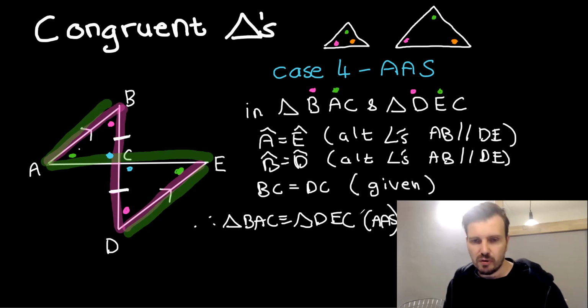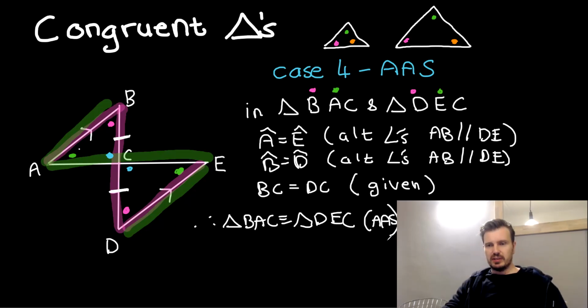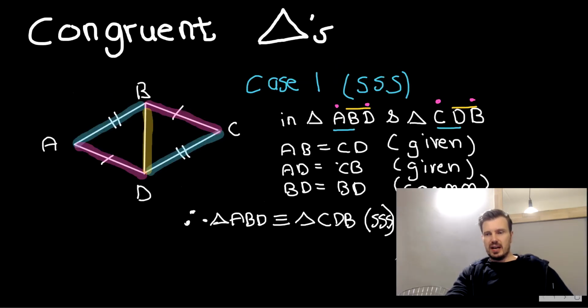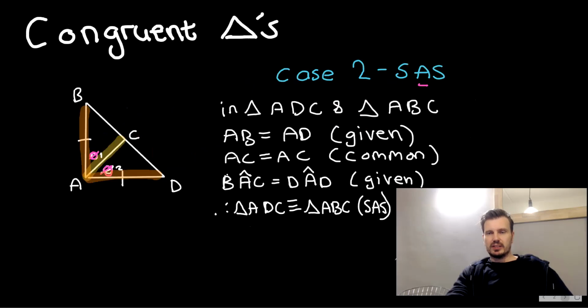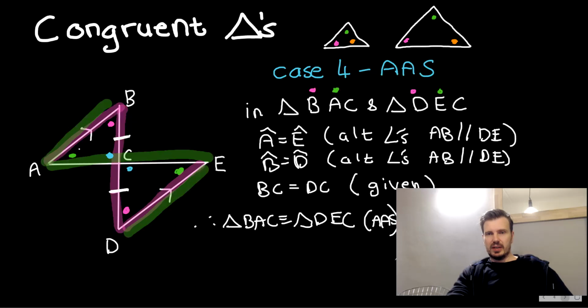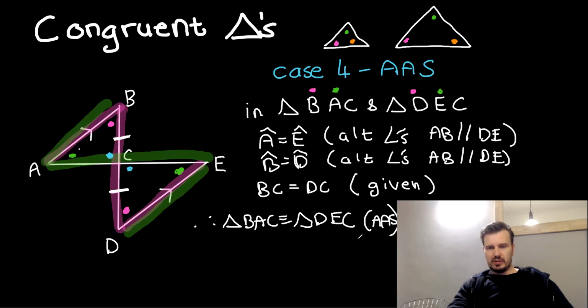Okay, so those are the four cases for congruency. We had side, side, side. We had side, angle, side. We had RHS, and we had angle, angle, side. So those are what you're looking for when you are trying to figure out these questions. Yeah. Okay.